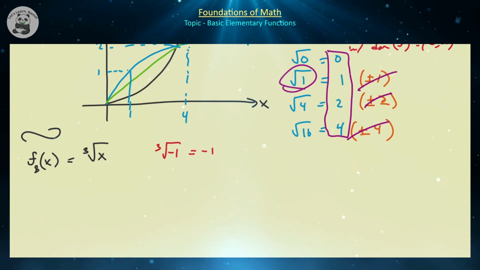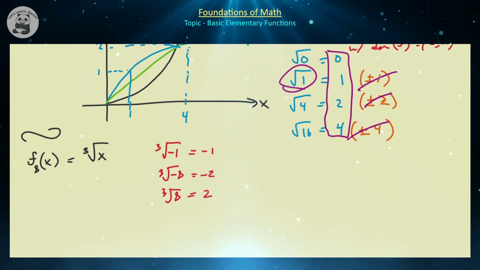But do we have to define, for example, principal cube roots? The answer is no, because there's actually only one real number that you cube and you get -1, and that's going to be -1. The cube root of, for example, -8 is going to be -2. The cube root of +8 is going to be equal to +2, and so on.